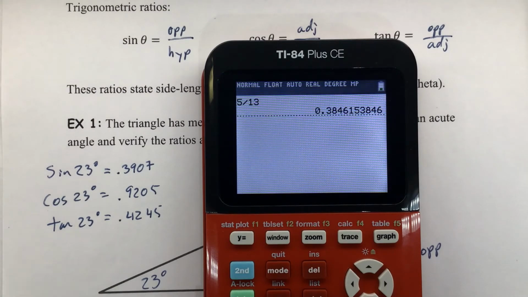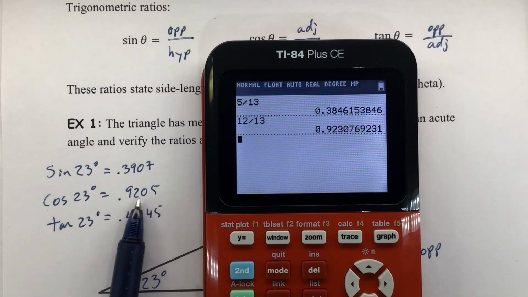All right, well, let's go ahead and check out the other ones though. The cosine of 23 should be equal to the adjacent divided by the hypotenuse. The adjacent in this case was the 12, so 12 divided by 13 is going to give you 0.923. All right, again, pretty darn close to that. It's off by like 3 thousandths. Pretty close there.